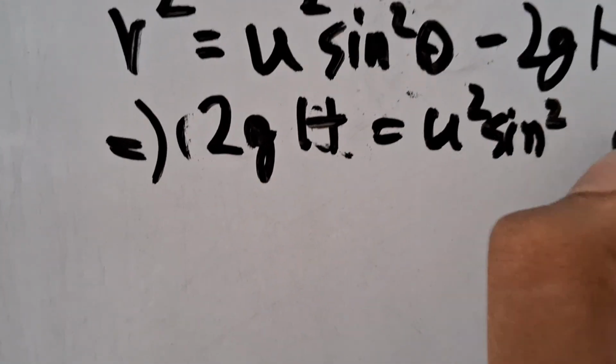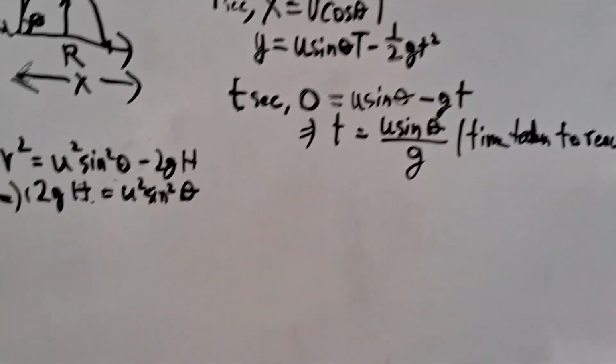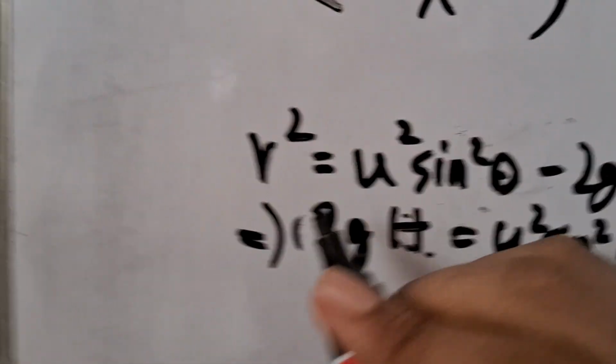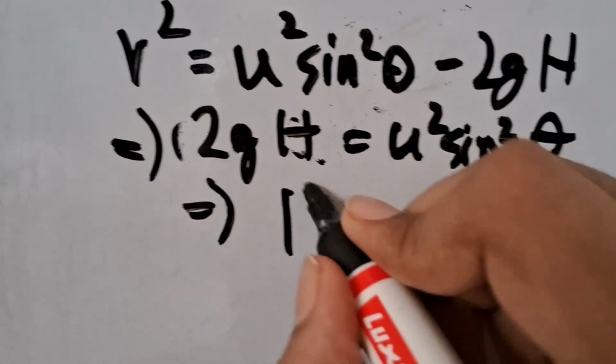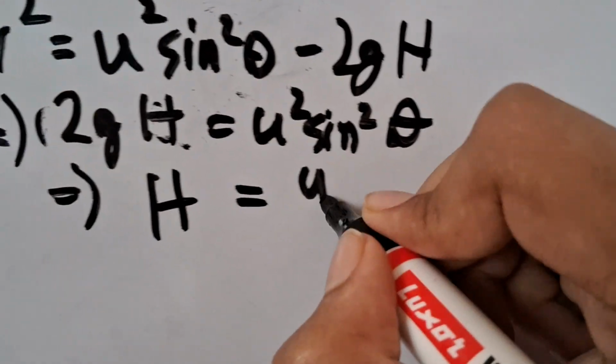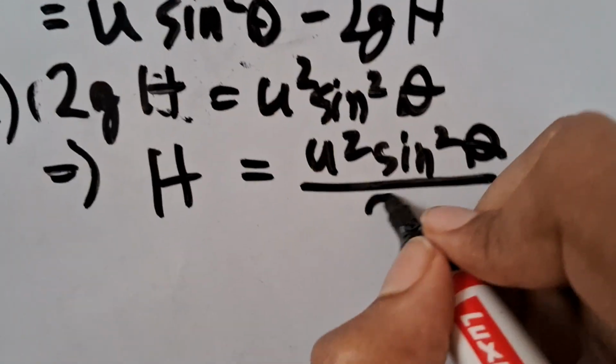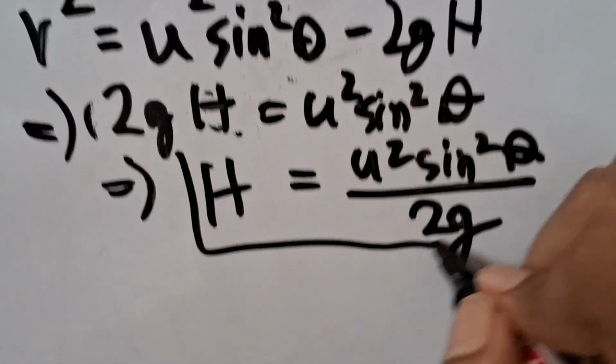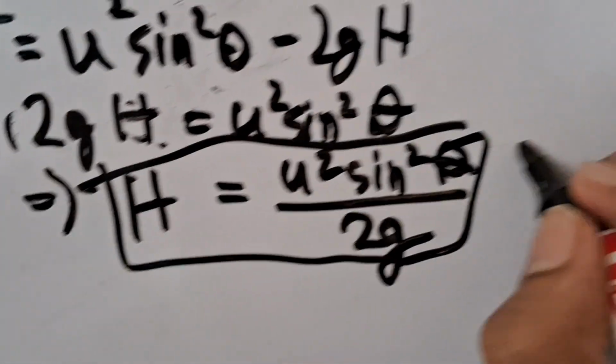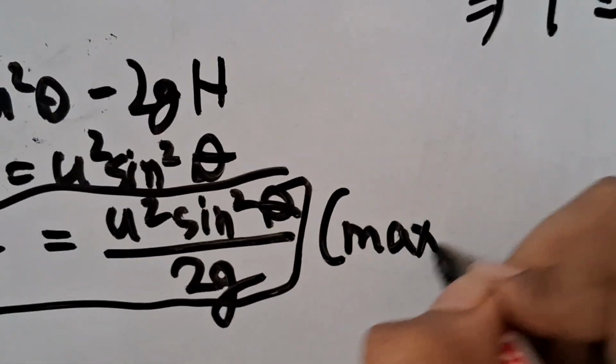We are talking projectile motion. If you talk about the vertical, it's always going to be u sine theta, the velocity. So the maximum height is u square sine square theta by 2g. This is the maximum height.